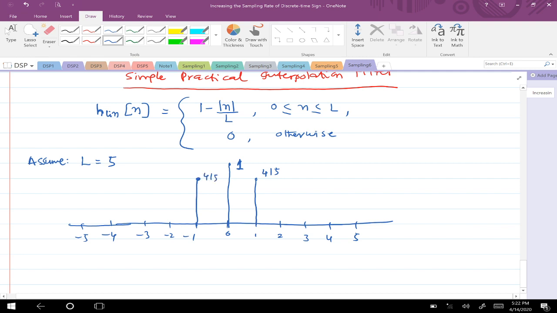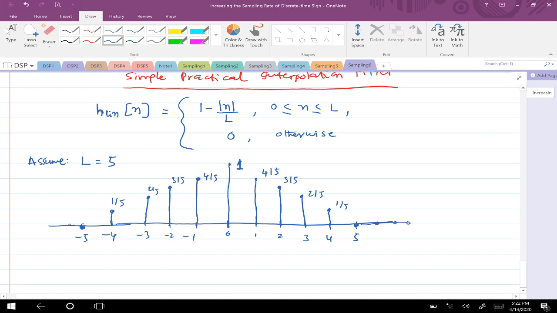For n equal to 2, 1 minus 2 by 5, 3 by 5. Same thing here, 3 by 5. Then 1 minus 3 by 5, 2 by 5. Same here, 2 by 5. What about here? 1 by 5. 1 by 5. Right, at 5, 0. And of course, for any other values greater than L, this is anyway zeros.